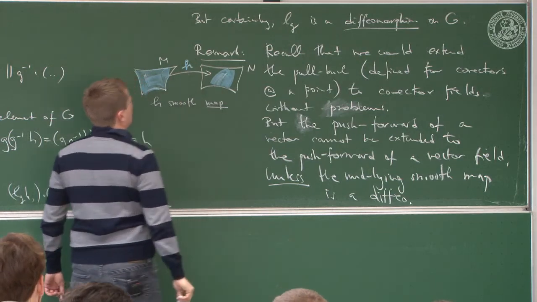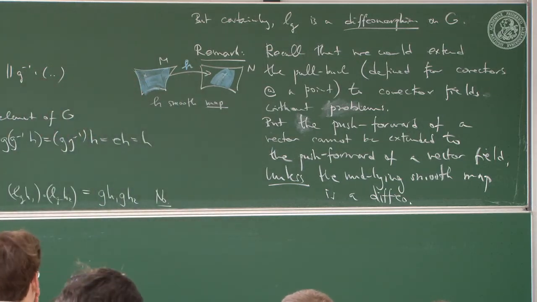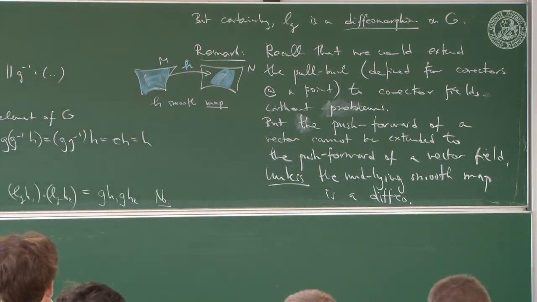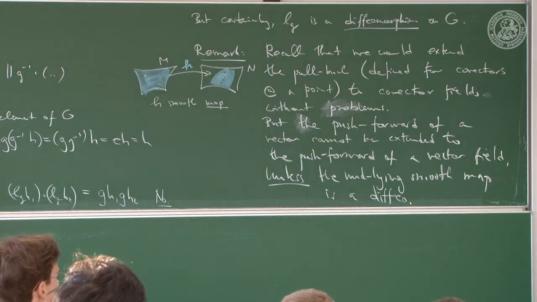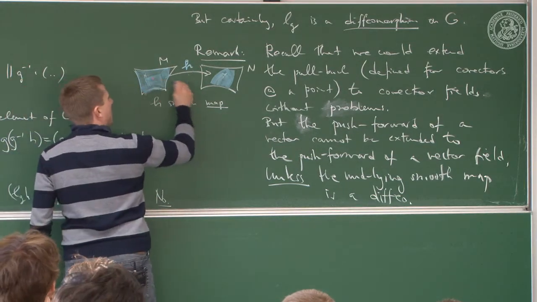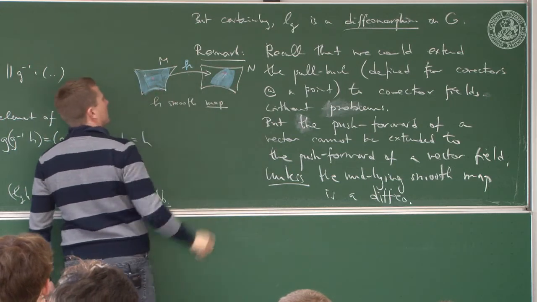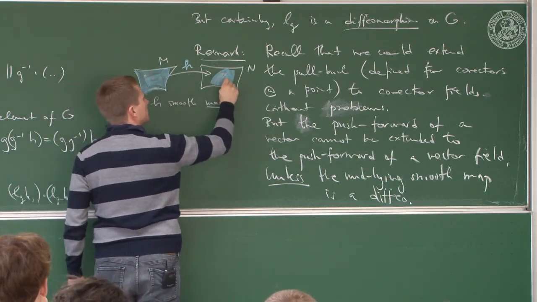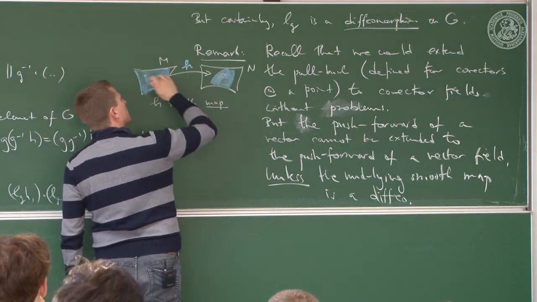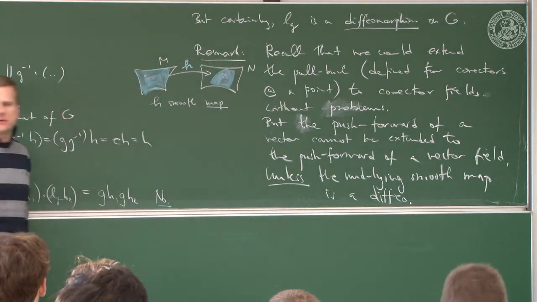But it's more than that. It also assigns to every point in M only one point over here. It doesn't take one point and take it to two points. No, it doesn't do that. To every point here, it assigns one point here.